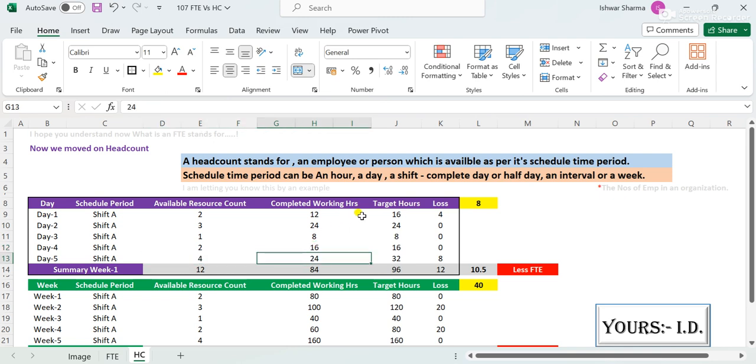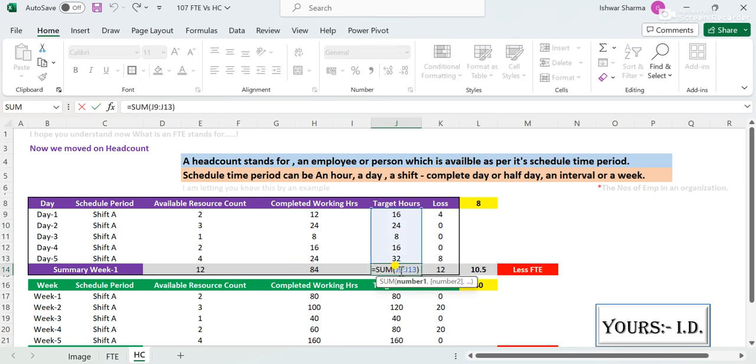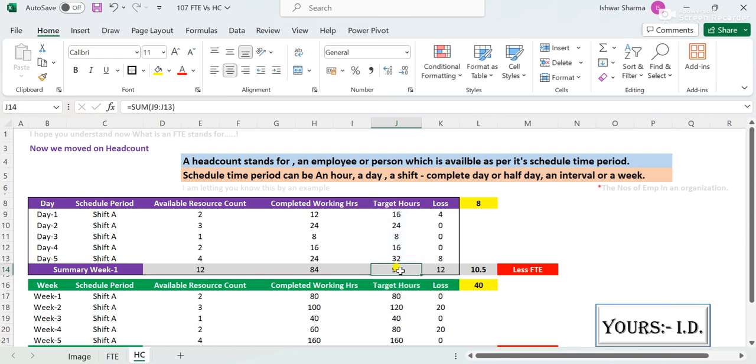What was the target hours? For two employees, the target was 2 into 8, that is 16. For 3, it is 24. For 1, it is 8. For 2, it is 16. For 4, it is 32. So it is the count of employees into 8 hours. 8 hours is the minimum required hours to be completed for the day. So the total target hours is 96 hours. You will get a sum of 96 hours, and whatever they have completed is 84 hours.